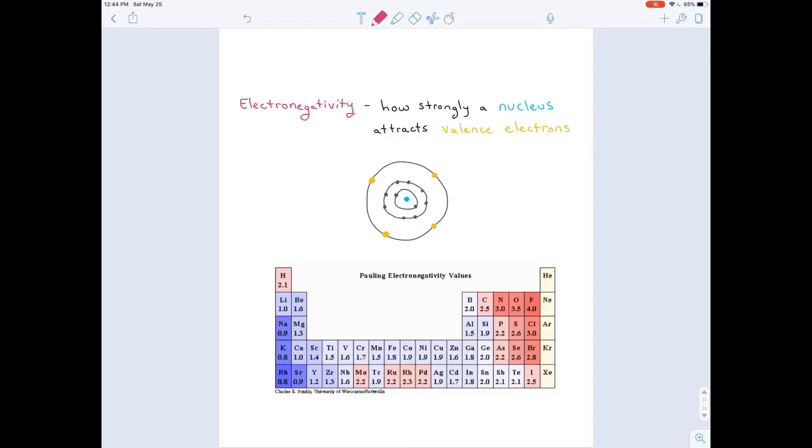Chapter 6, questions 28 and 29 are asking about intermolecular forces. And to understand those, we have to start with electronegativity. Remember that electronegativity is how strongly a nucleus attracts valence electrons.